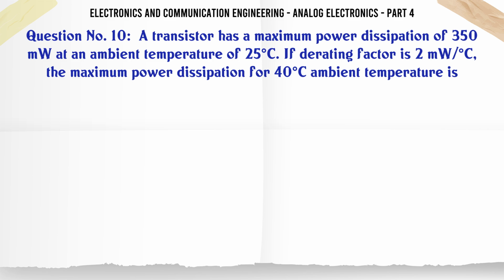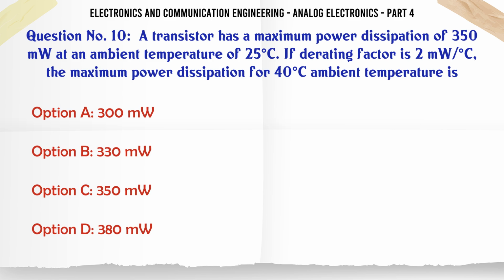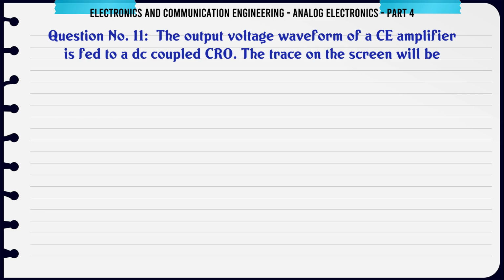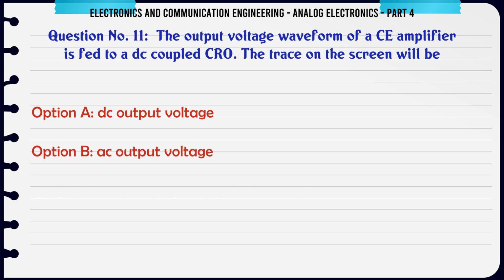A transistor has a maximum power dissipation of 350 mW at an ambient temperature of 25°C. If the derating factor is 2 mW/°C, the maximum power dissipation for 40°C ambient temperature is: A. 300 mW, B. 330 mW, C. 350 mW, D. 380 mW. The correct answer is 350 mW.